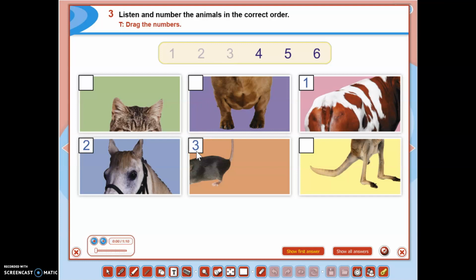Number 4 is a cat. Where is the cat? Here is the cat. This is number 4. Number 5 is a dog. Where is the dog? Here is the dog. Number 5. Number 6 is a kangaroo. Where is the kangaroo? Here is the kangaroo. Number 6.